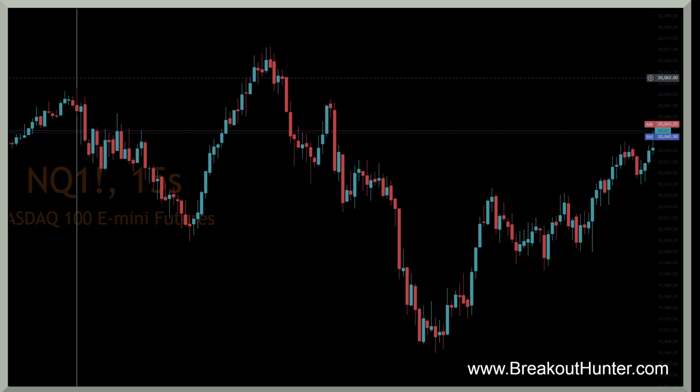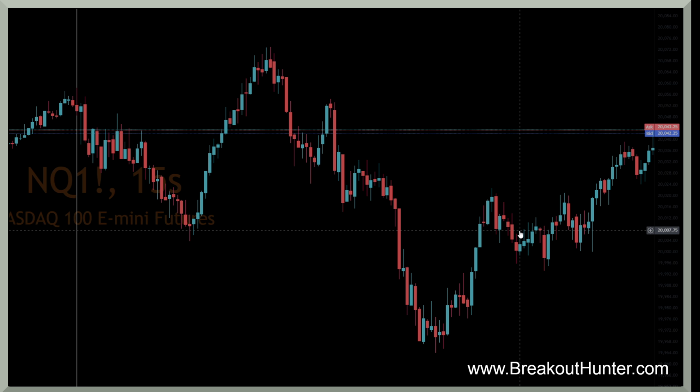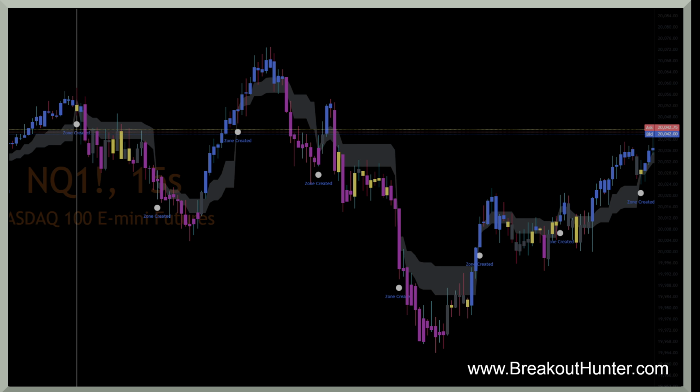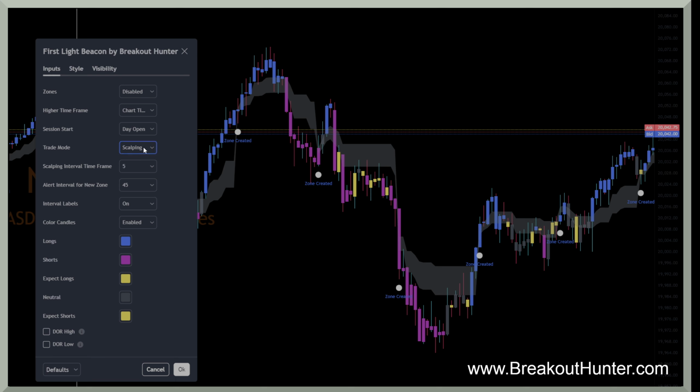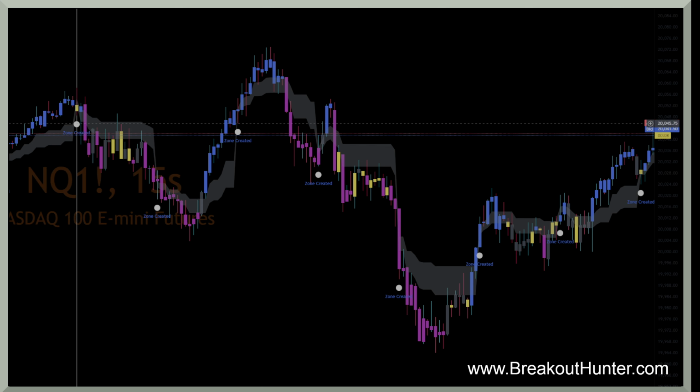And I use the first light beacon indicator, which is an indicator I built based on my strategy, and it's going to look like this. Basically what's going on here is I have scalping mode turned on. I have the scalping interval time frame at 5 minutes, so we're scalping 5 minute candles.